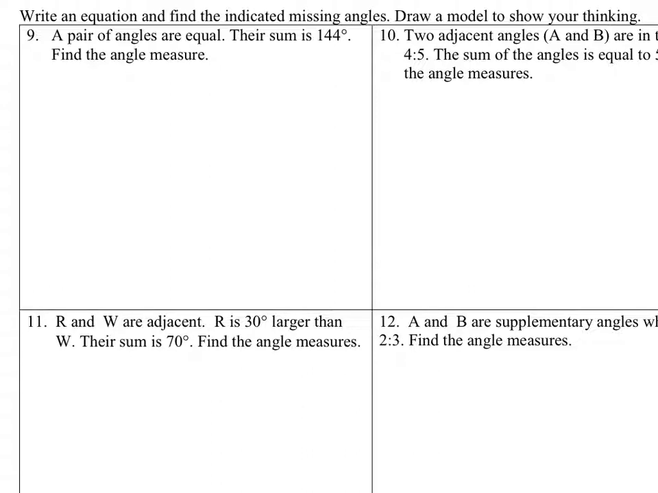Write an equation and find the indicated missing angles. Draw a model to show your thinking. A pair of angles are equal, their sum is 144 degrees, find the angle measure. So we've got two angles, their sum, let's look at this. So 144 degrees would look, I don't know, something like this, right? But it's been split up into two, like this. Oh yeah, so this one's been split directly in half.